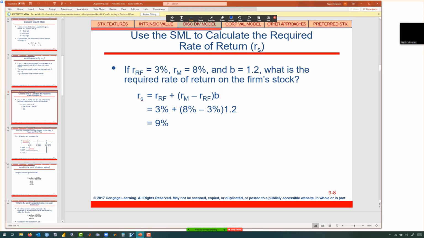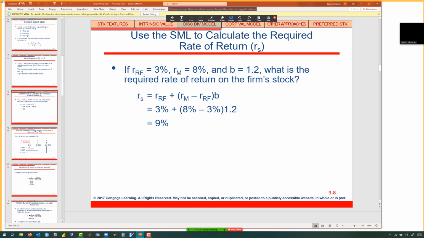So here's an example of how it is used. You have a risk-free return of 3%, the market return is 8%, and the beta for the firm is 1.2. If this is the case, then you can use that to calculate the required rate of return for the stock. So it will be 3% for the risk-free, plus 8% minus 3%. So your equity premium over here is 5%. That's the market equity premium, times the beta of 1.2, which gives us a required rate of return of 9%.